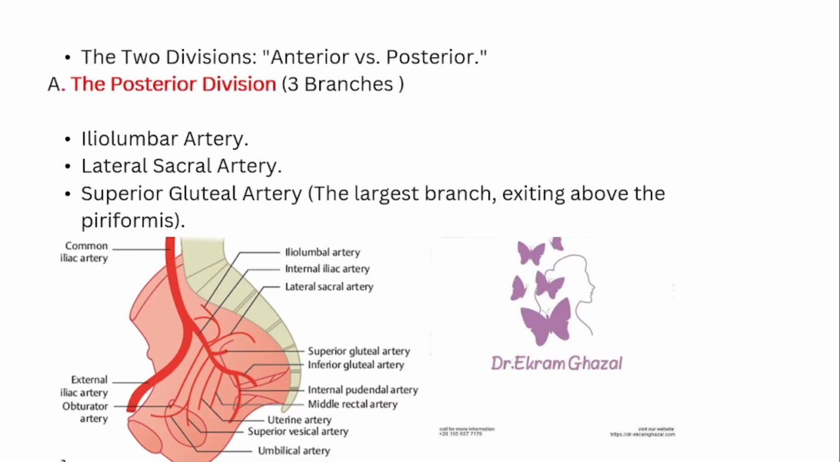So we will start with the posterior division. It contains only 3 branches, very easy. Posterior division: iliolumbar artery, lateral sacral artery, and superior gluteal artery, which is the largest branch, existing above the piriformis muscle. This is an MCQ exam trap.